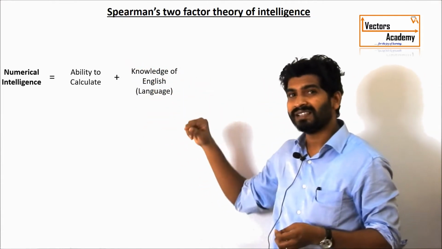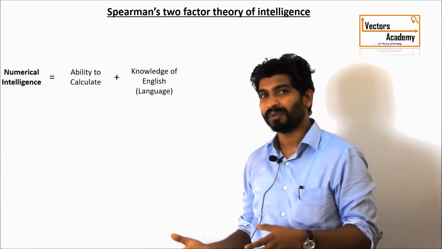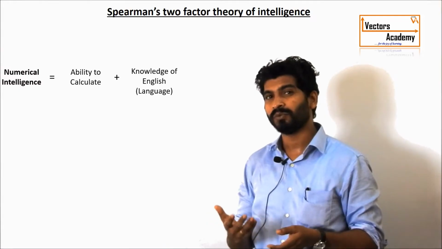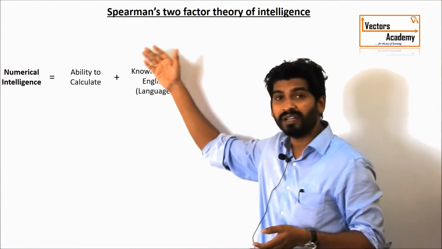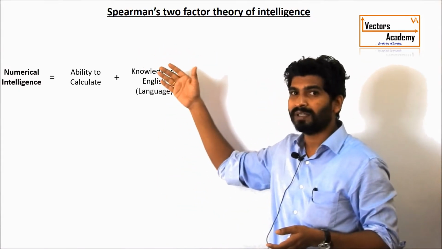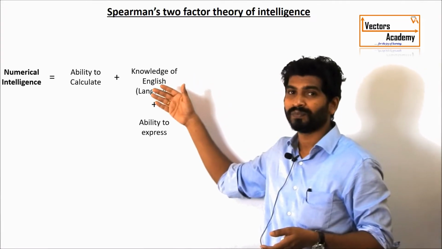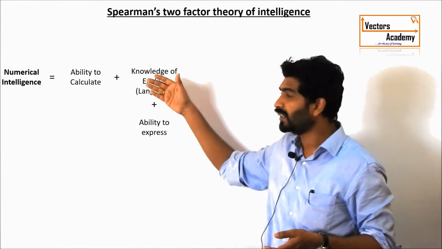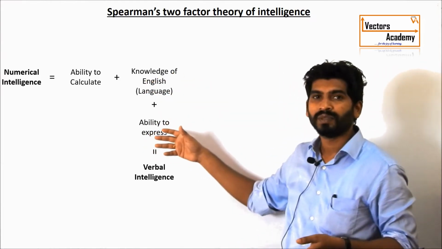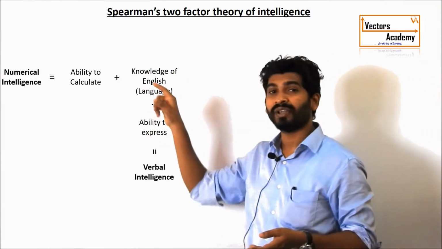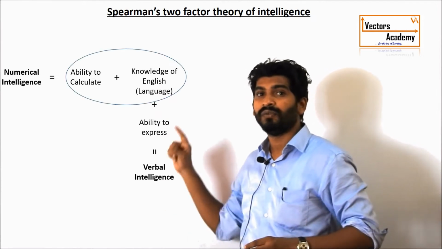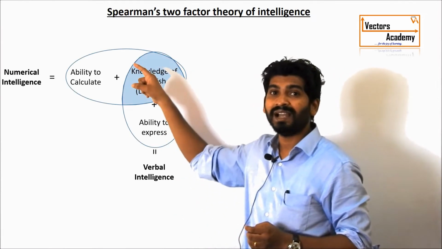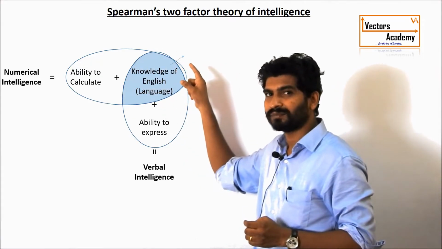Now if we consider another ability, that is the verbal ability of the same person. What are the things required for a person to be good in verbal ability? He should be good in English, as well as he should be able to express himself very well, right? So if he is good in English and is able to express himself very well, he is good in verbal ability. Now there are two different abilities, or I can say two different intelligences, which require a common factor, that is being good in English. So that is called the G factor, okay?